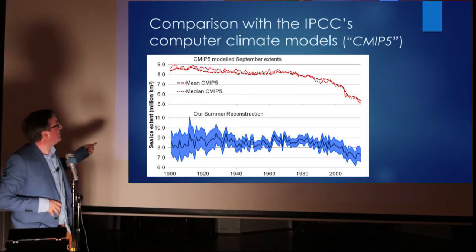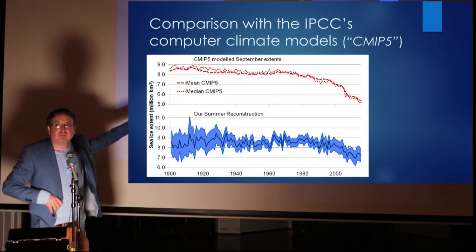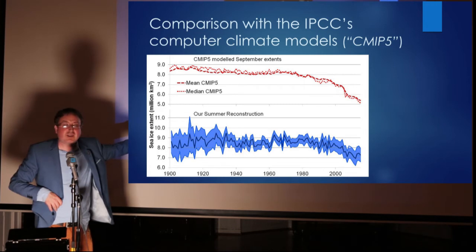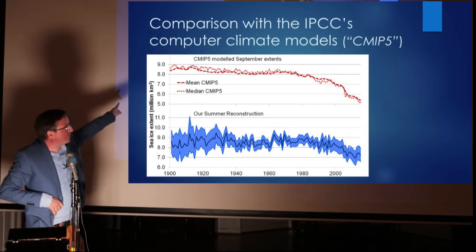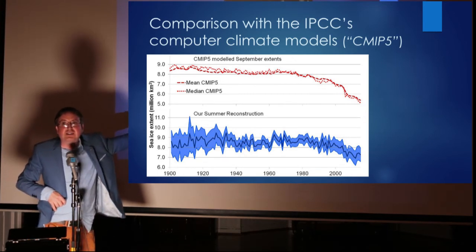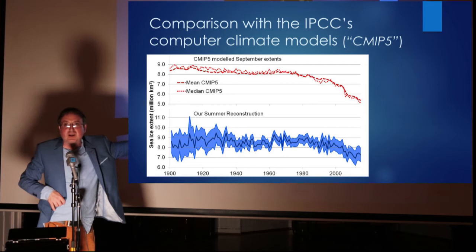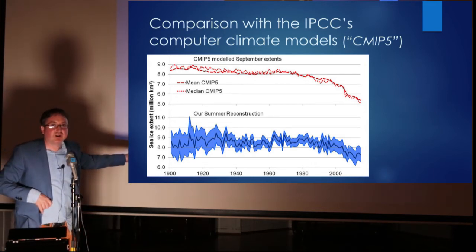This is for the summer, and you can see the CMIP5 sea ice modelled hindcast is the top chart. You can see they were predicting almost nothing, and then a gradually accelerating decline in sea ice in the Arctic. The bottom is our best estimate of what's actually happened.